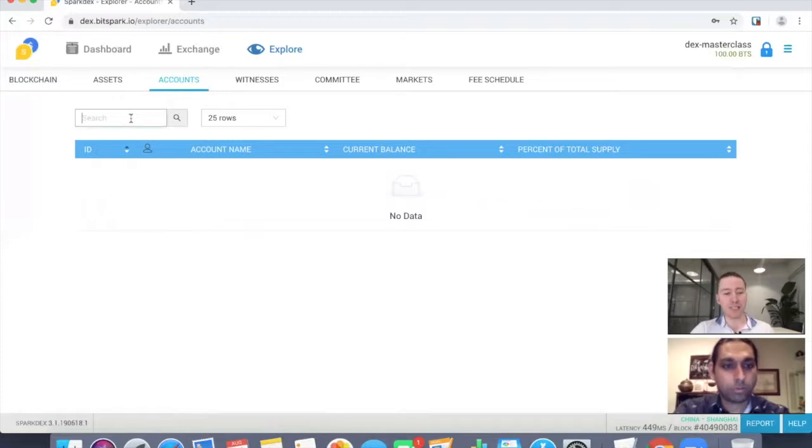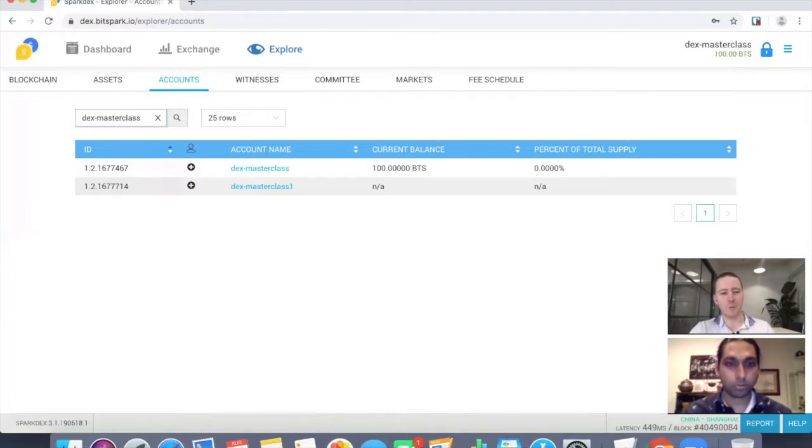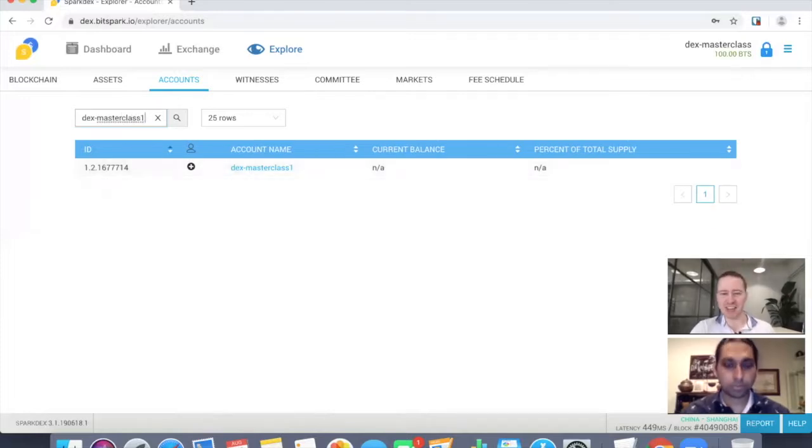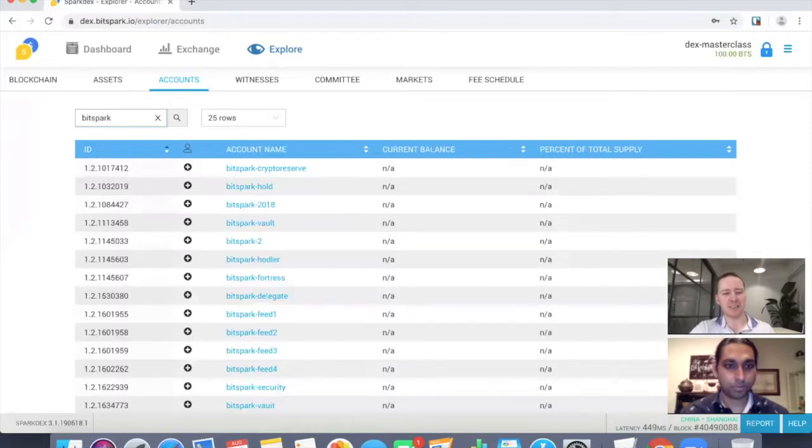If we go back to the Explore page, you can also search accounts as well. So previously we made a DEX Masterclass 1 account. There you go, there it is. So you can actually see the ID on the blockchain. And if you wanted to have a look at some of the Bitspark accounts, some of them are there as well. So you can search anything that you want on the blockchain pretty easily. Think of the Explore page like a block explorer. That's essentially what it is, right? Usually you have to go to some other website to find out information about the blockchain, but on Sparkdex, everything is built into the DEX itself.